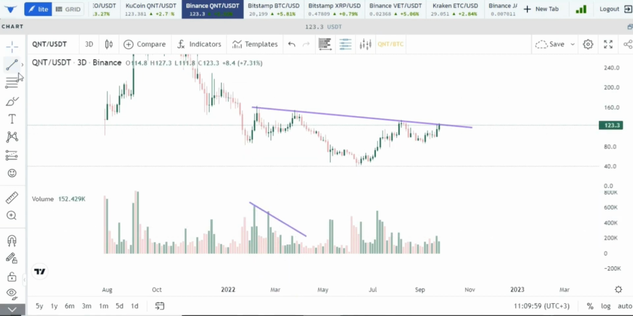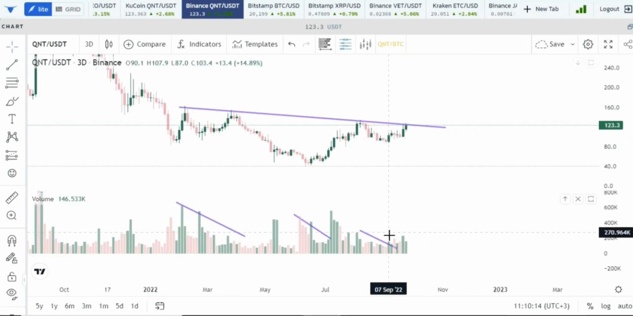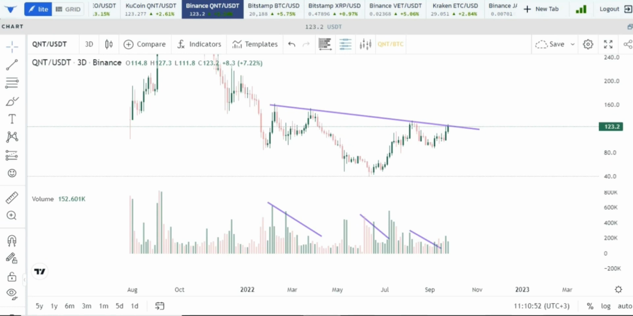You can see it happening at the same time here. It's diminishing as well on this right shoulder that we have right here, the volume is diminishing. And what you want to see is, at the break of this line right here, an increase in the volume, and luckily we have something like that happening already on the Quant price. So a lot of positive indications legitimizing this inverse head and shoulders pattern.